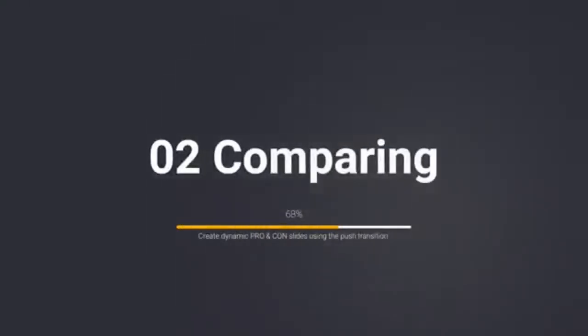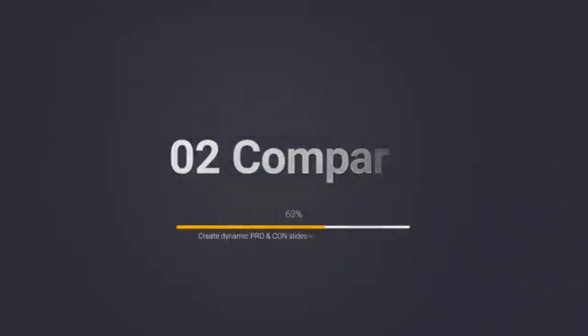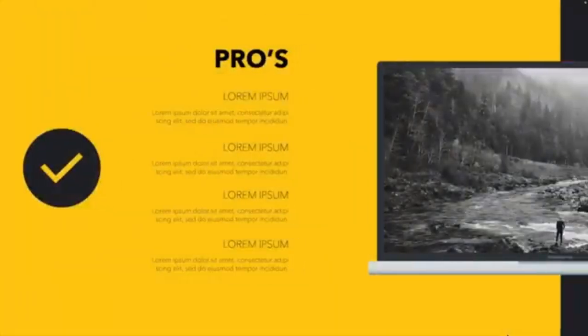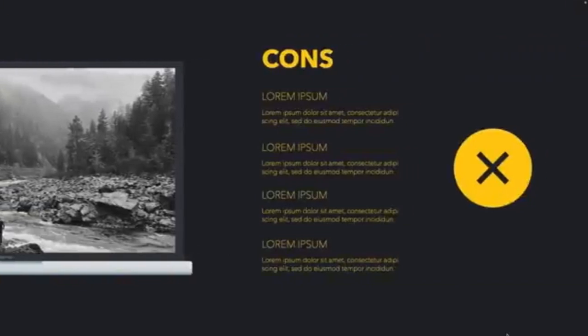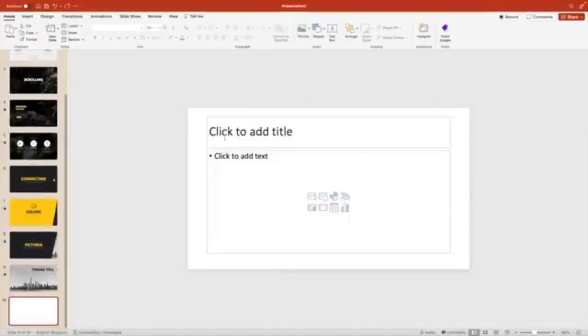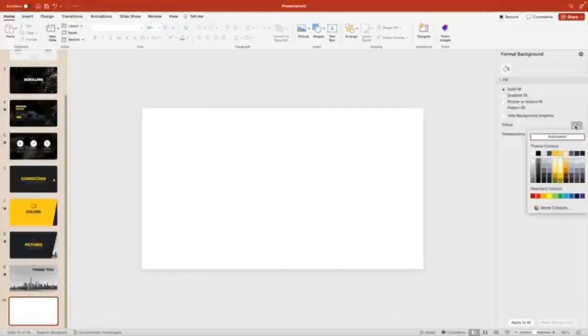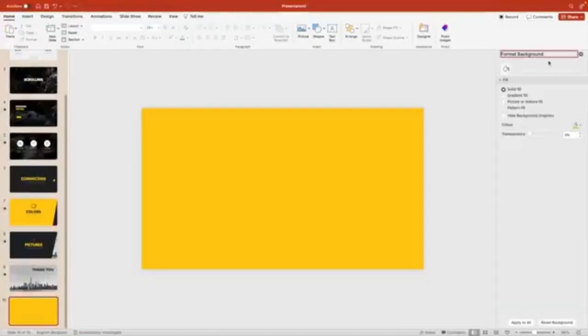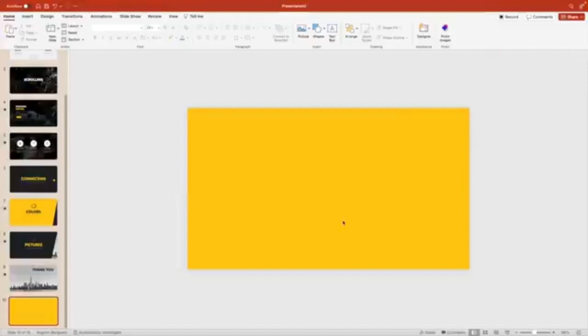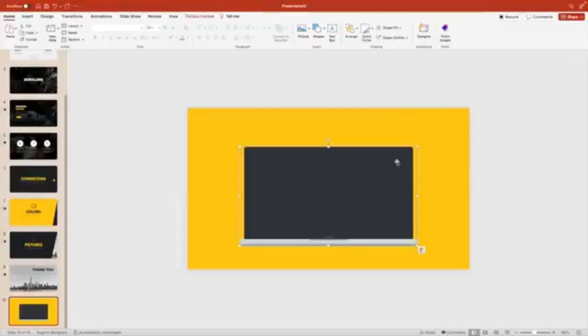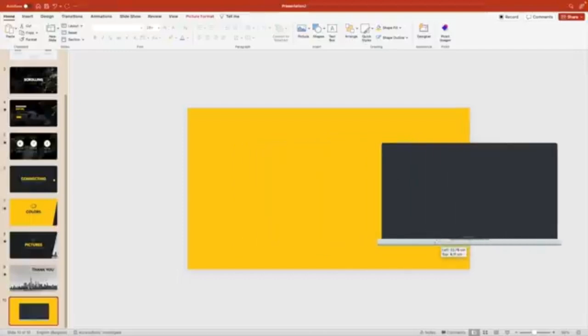This brings us to the next one, which is going to be comparing things with each other, for example pros and cons in slides. For that, we're going to create a new slide, remove everything, go to format background, and let's make this one yellow. Let's stick to the same theme. We're going to drag one of our laptop mockups on the screen here, and then position it halfway to the right, right in the middle of the slide.